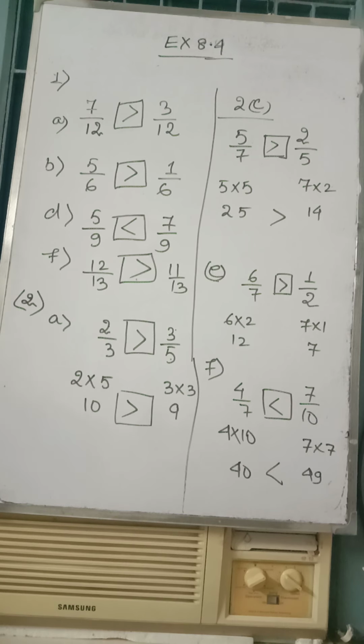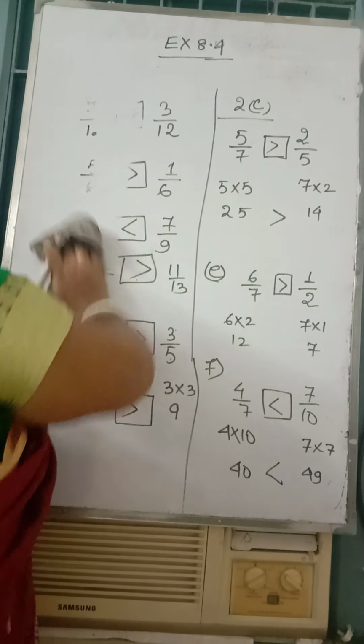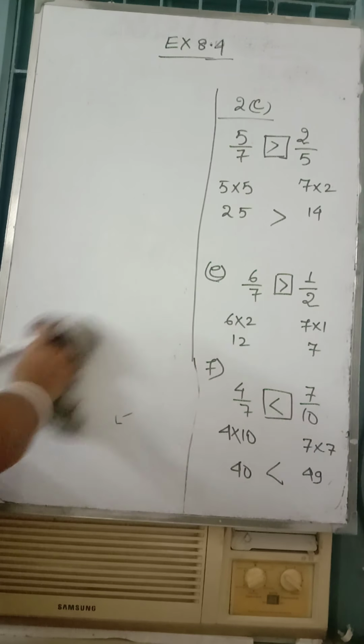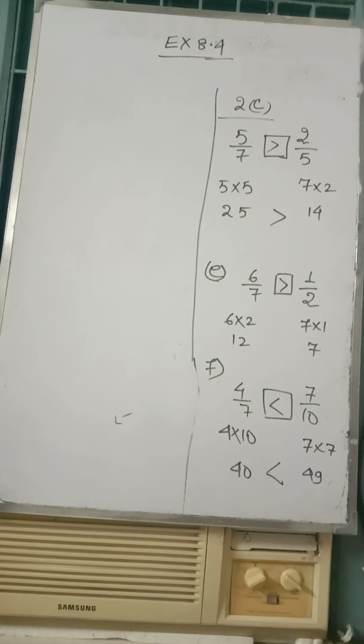Question number 3. You have to compare using cross multiplication, and then you have to write which is greater and which is smaller. Okay. So let us see question number 3. It's also the same as 2. You have to use cross multiplication for question number 3 also. Is it?